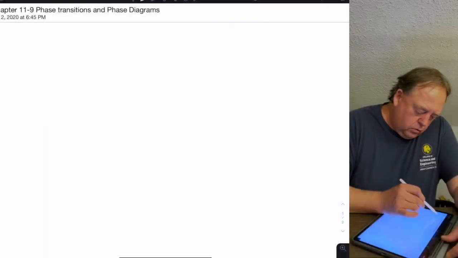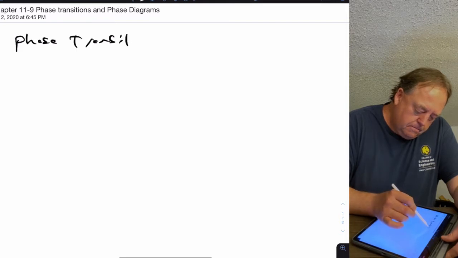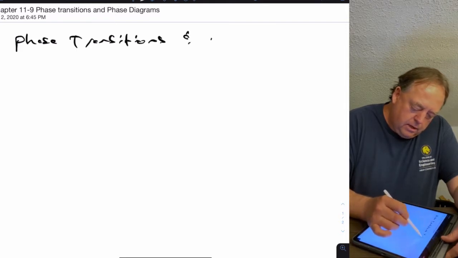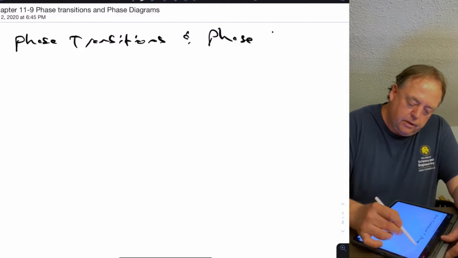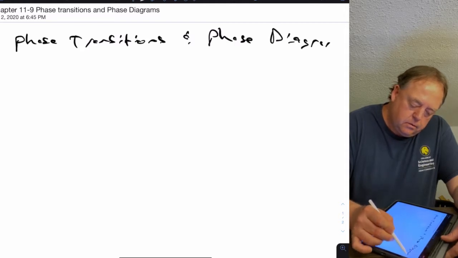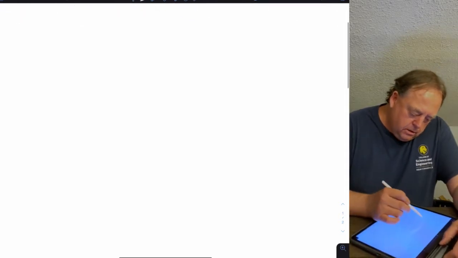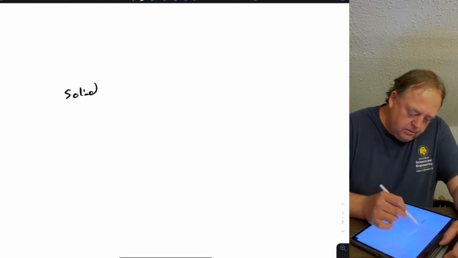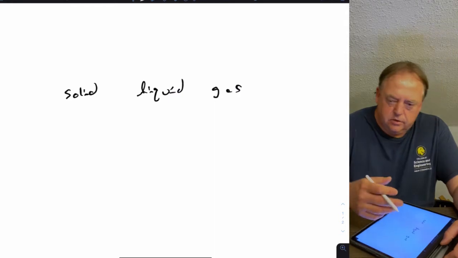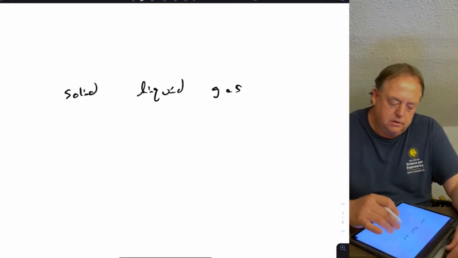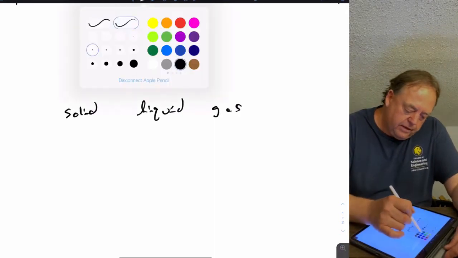This lecture will cover what are known as phase transitions and phase diagrams. Okay, so if we have solid, liquid, and gas, that would be the different phases of a substance. So what are these different phase transitions called?